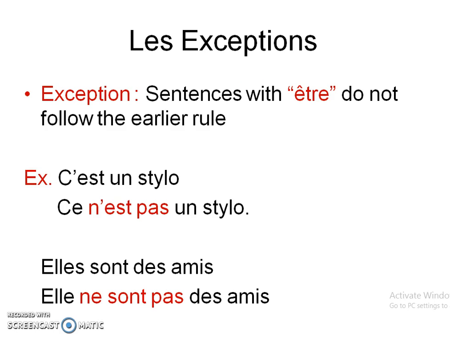Exception: sentences which have être as their conjugated verb do not follow the earlier rule. Example, c'est un stylo. This is a pen. Ce n'est pas un stylo. I place ne before the conjugated verb, pas after the conjugated verb, but since the conjugated verb is être, un remains un. It does not change to de.